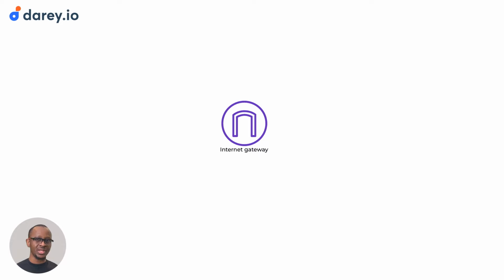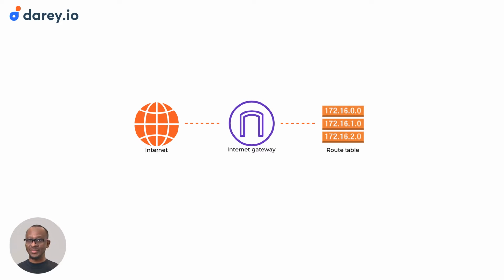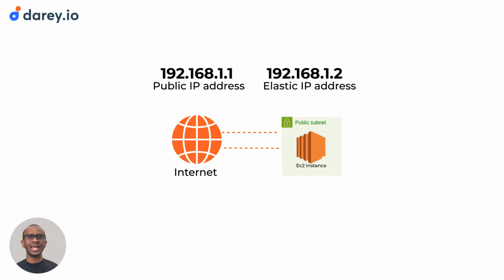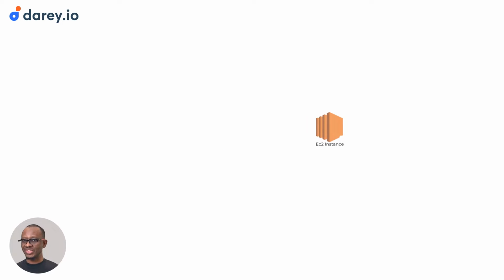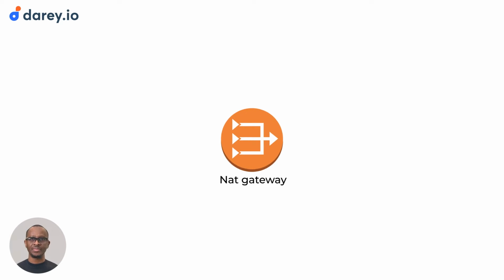Here's how it works. The Internet Gateway is attached to a VPC to enable internet communication. The route table is updated to send traffic destined for the Internet to the Internet Gateway. Resources in a public subnet can now send and receive traffic over the Internet, but only if they have a public IP address or an elastic IP address. If a resource only has a private IP address, it cannot access the Internet directly through an Internet Gateway. This is where NAT gateways come in, but we'll cover that in a later lesson.